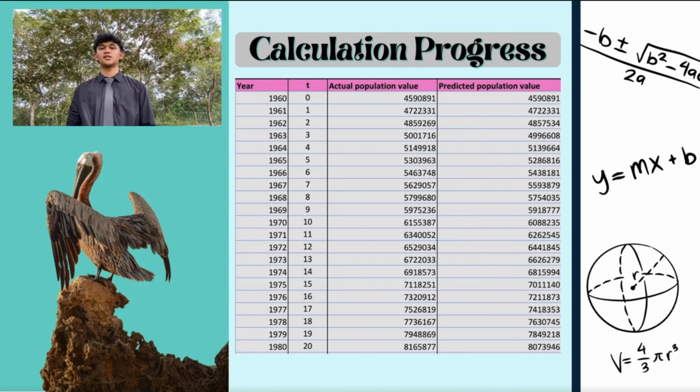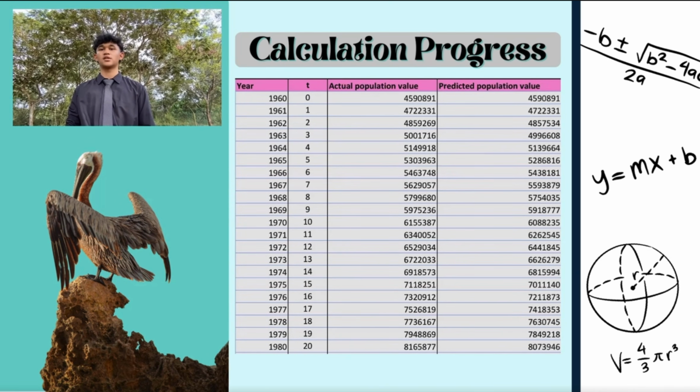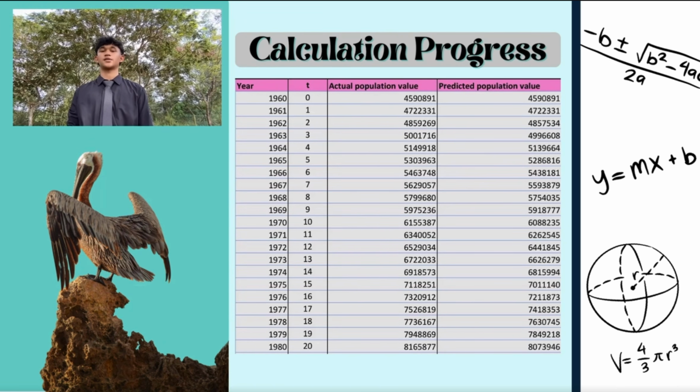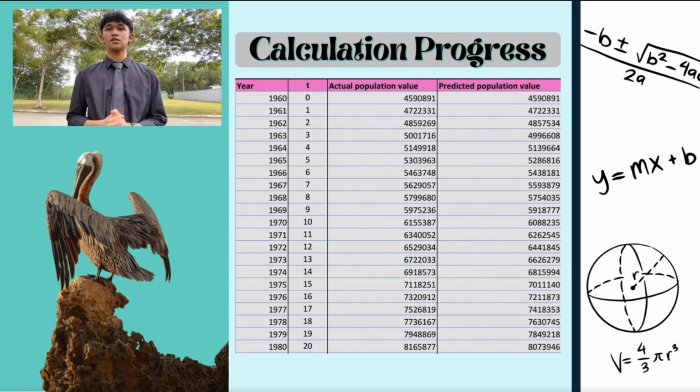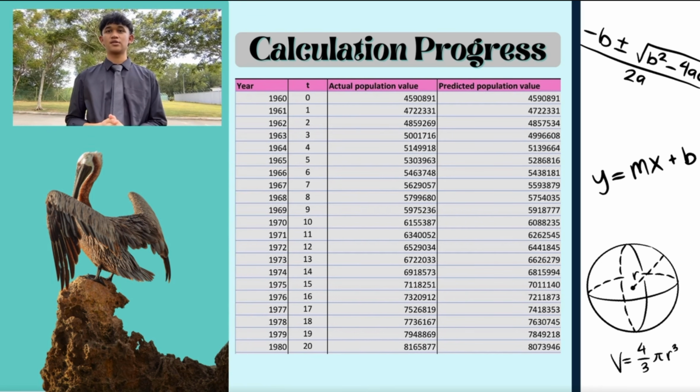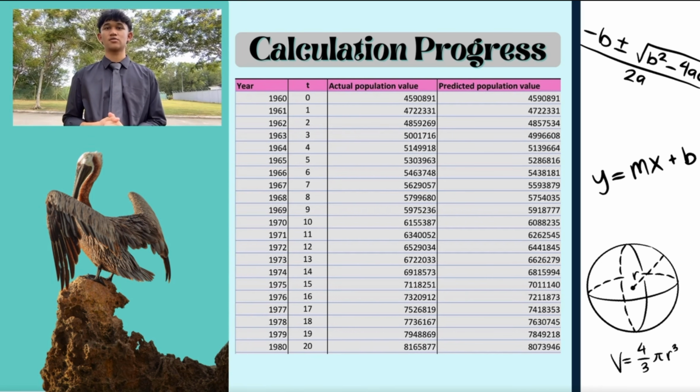By 1980, the population surpassed 8.1 million. The predicted column right next to it shows the values generated by our formula. For the first 2 years, our model is perfectly aligned with the actual figures, showing 100% accuracy at the start. However, as t increases, a small gap begins to form between the actual and predicted values.